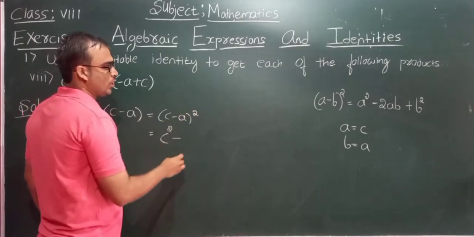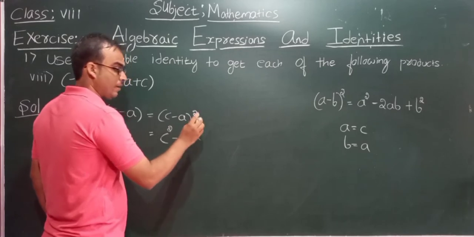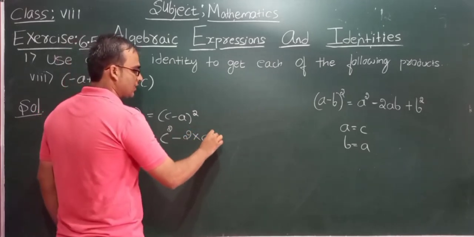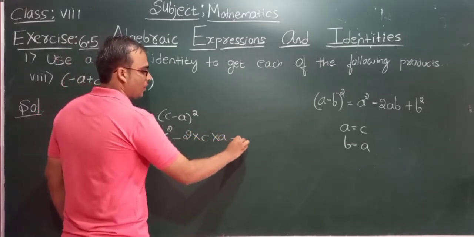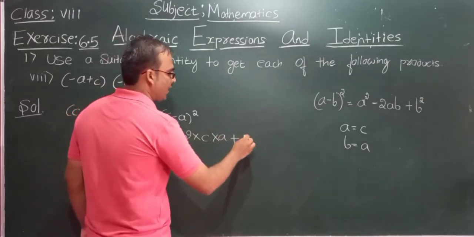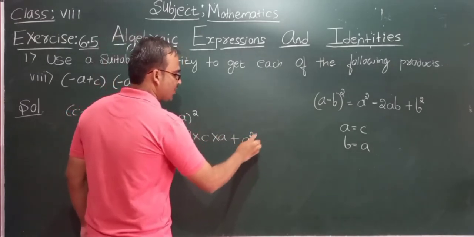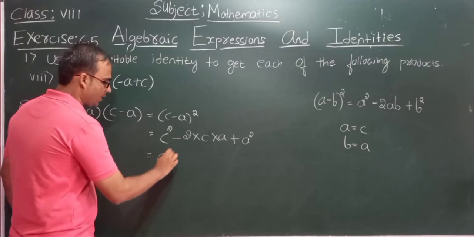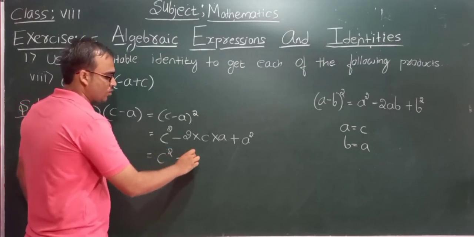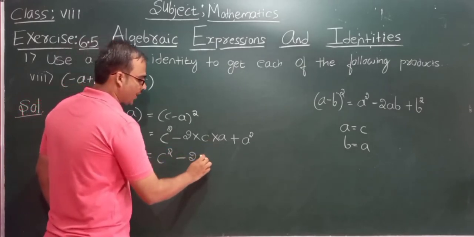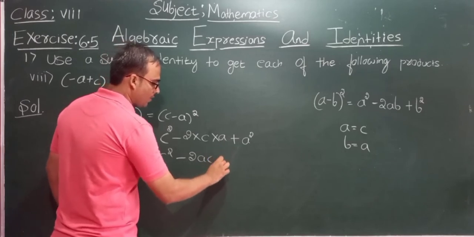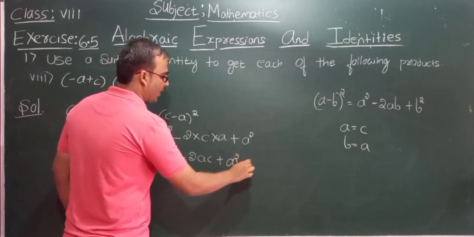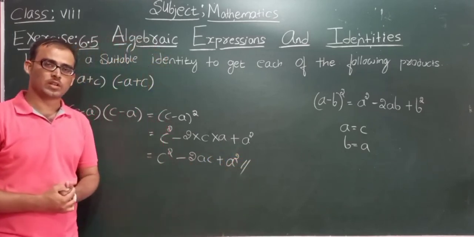Next, minus 2 into ab. A is c. Next, what is b? A. Plus b square. What is b? A. B square means a square. So here c square minus 2 into ca, which you can write as ac or ca, plus a square. So this is the solution for the 8th problem.